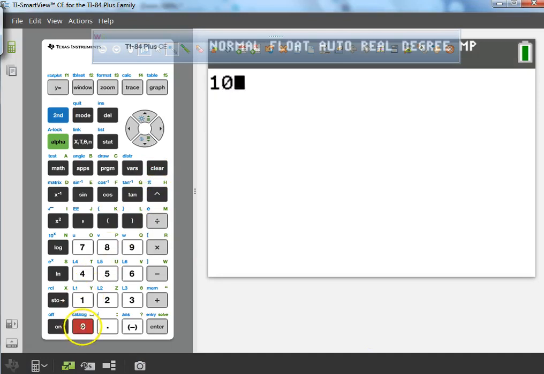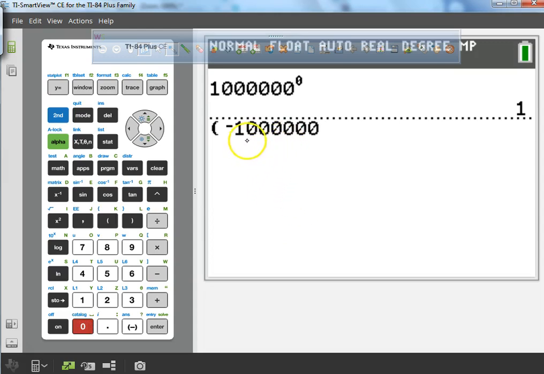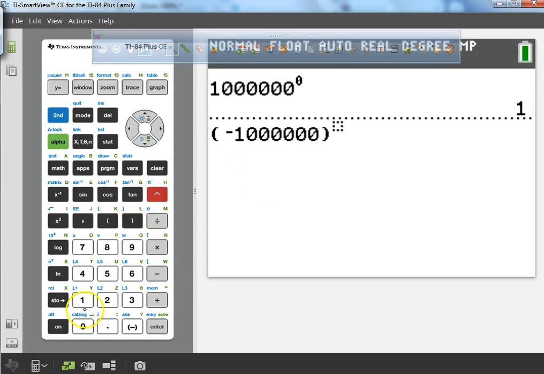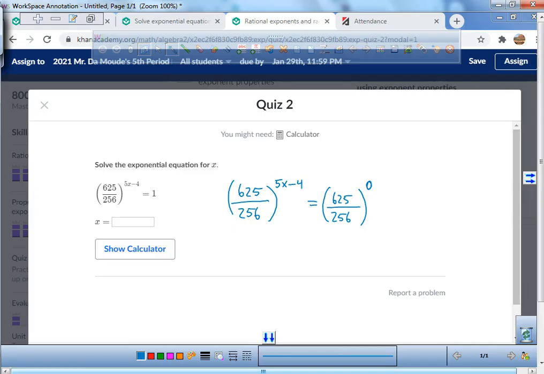So let's say you had $1 million in the bank, but you raise that to the power of 0. It's 1. What if you owed somebody $1 million? Well, if you want to change that to a 1, just raise that to the power of 0, and voila, it's a 1. So any number raised to the power of 0 is 1.